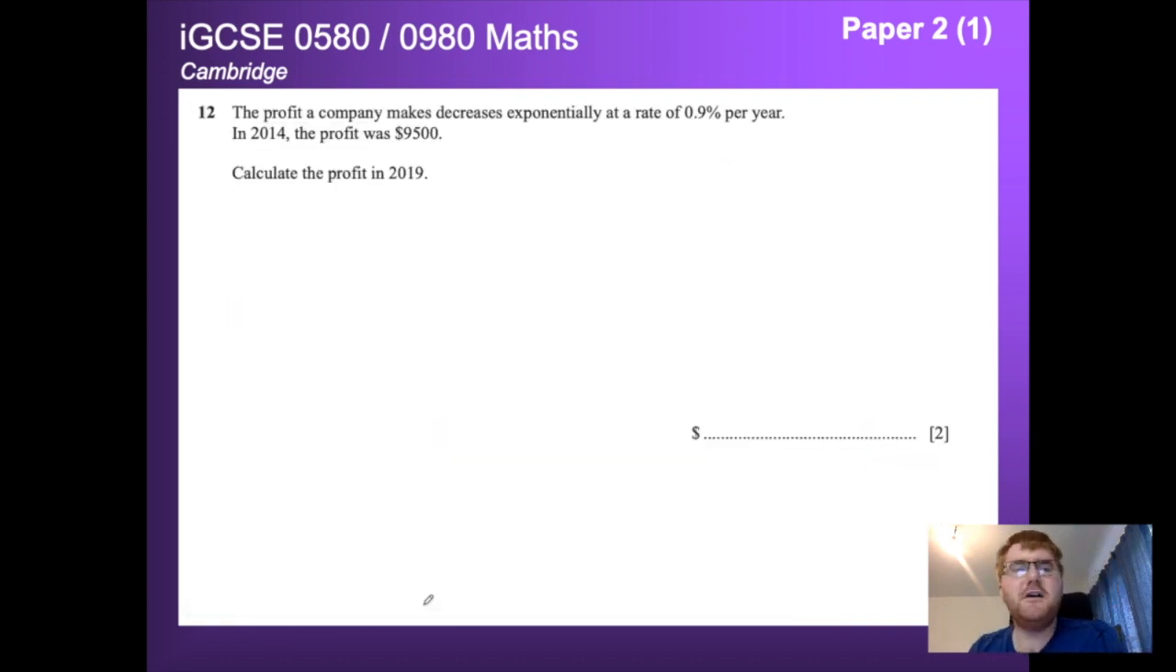Question 12. The profit a company makes decreases, and that's important to be aware of, exponentially at a rate of 0.9% per year. In 2014, the profit was $9,500. Calculate the profit in 2019. So we need to think about how we're going to structure this.